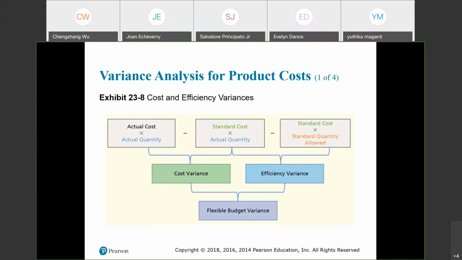Which is greater? I mean, if their directions are different, which is greater? By saying the directions, I mean favorable or unfavorable. The greater one wins, resulting in the final variance being favorable or unfavorable.